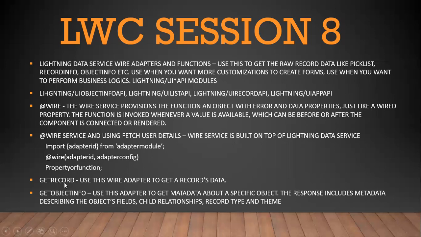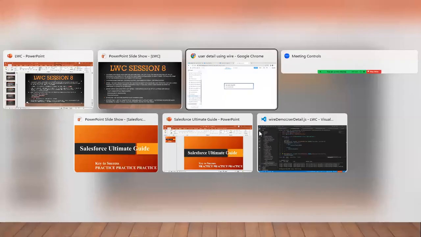The very first one we are going to use is getRecord. Use this wire adapter to get a record's data. getObjectInfo: use this adapter to get metadata about a specific object. The response includes metadata describing the object's fields, child relationships, record types, and theme.